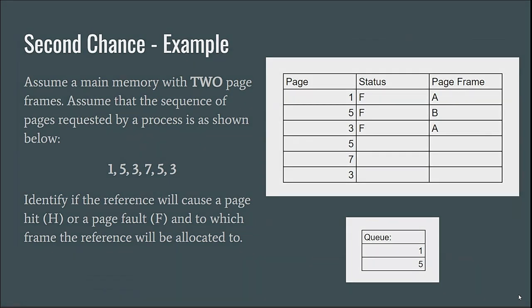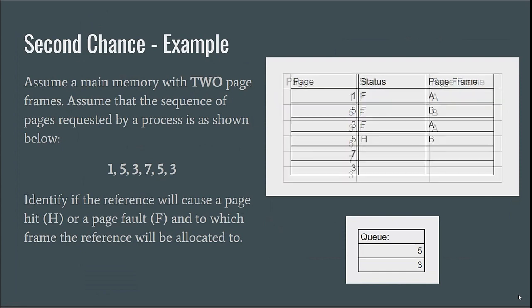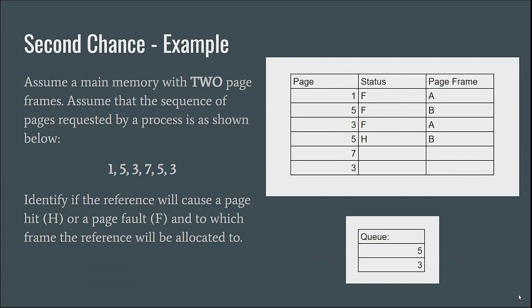Yep. All right, cool. Now the next thing in the sequence is 5. Whoops, there's a little error in our little list on the side. Don't worry about that. But yeah, so 5, and it's going to be a hit, because 5's already in our page frame. So it's a hit, and 5 was located at B, so same page frame B.